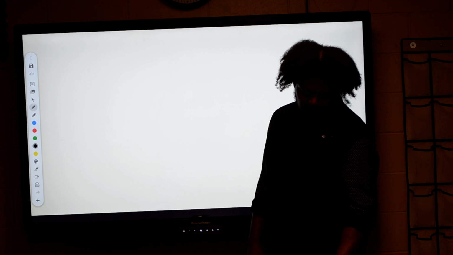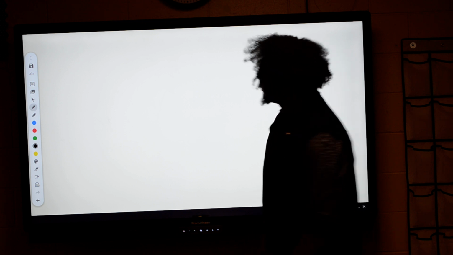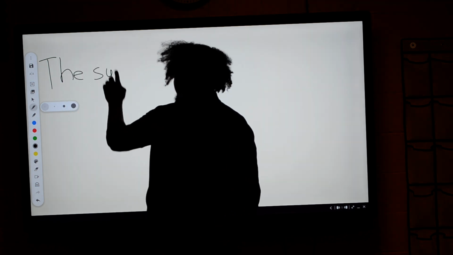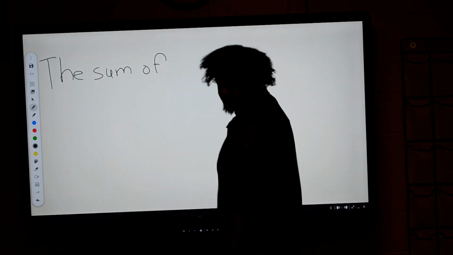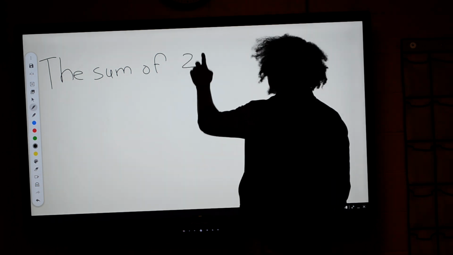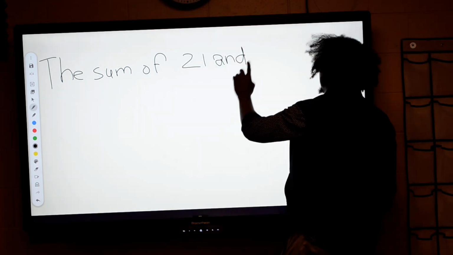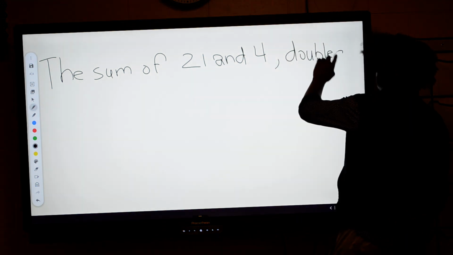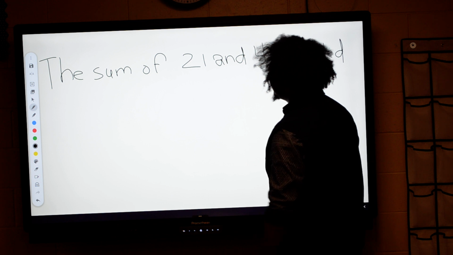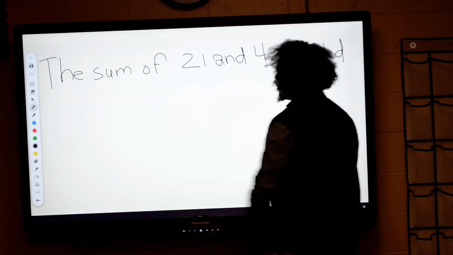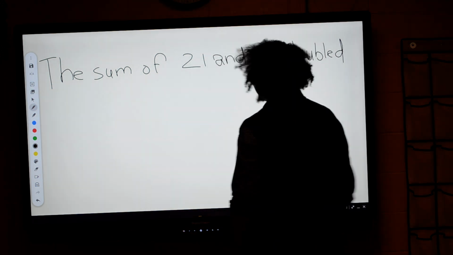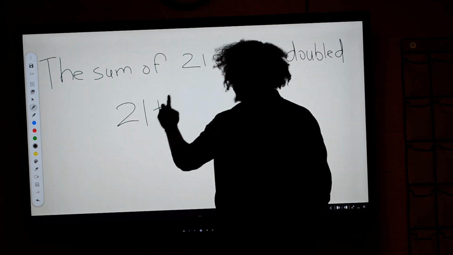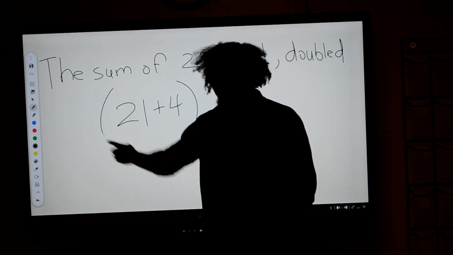So this one says doubled. So the sum of 21 and 4 doubled. I'll write it as you see it in the book. And 4 doubled. So we can begin to put this in a numerical expression. So the sum of 21 and 4, that means 21 plus 4. Take our 21 plus 4, and we can put it in parentheses.